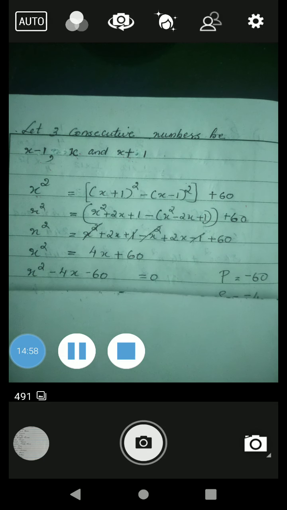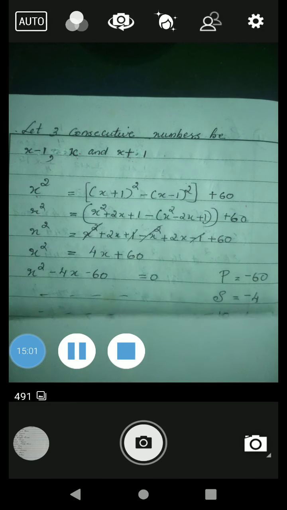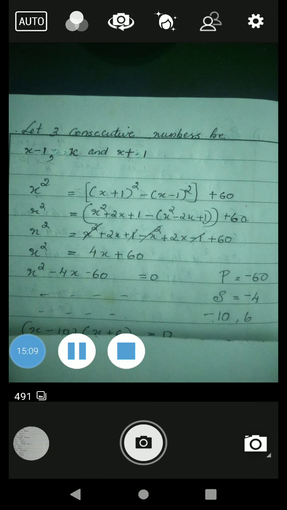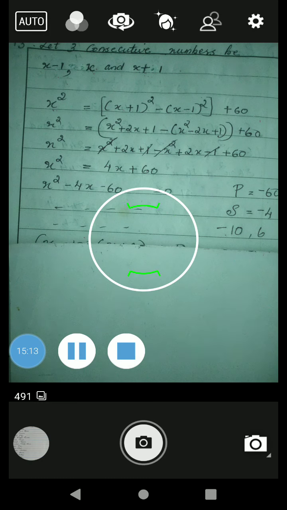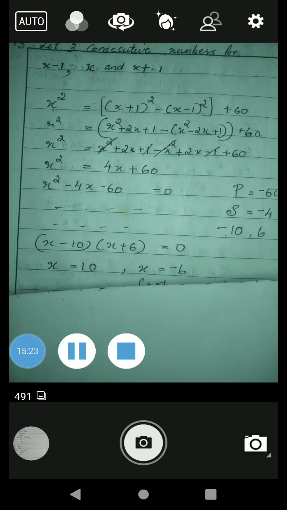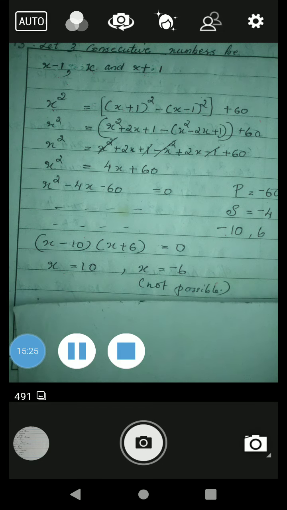x square minus 4x minus 60 equal to 0. Using product and sum, product is minus 60, sum is minus 4. Two numbers are minus 10 and 6. As usual, we can do. The factors are x minus 10 into x plus 6 equal to 0. Therefore, x is equal to 10 or x is equal to minus 6.